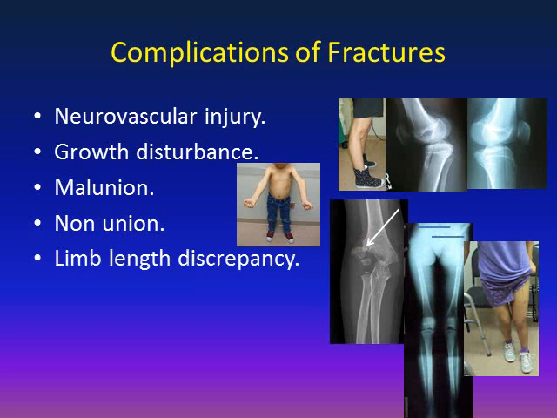Limb length discrepancy happens when there is an injury to the growth plate. This girl had a fractured femur a few years ago that resulted in injury to her growth plate on her left side. As you can see, her left side is 5 centimeters shorter than the right side. We did lengthening of this child by application of an external fixator. Compartment syndrome is very important. We are going to discuss this in detail.